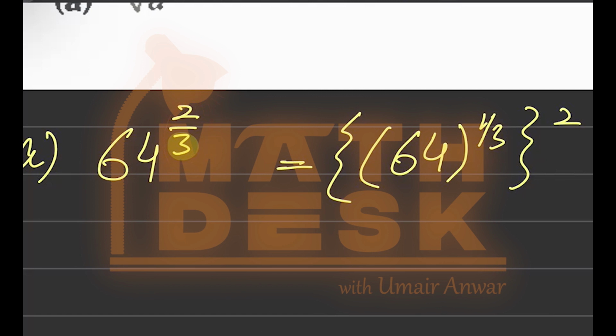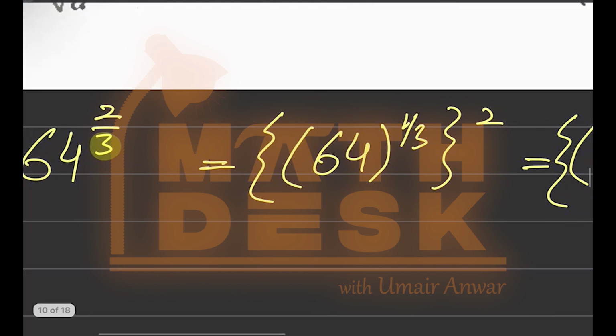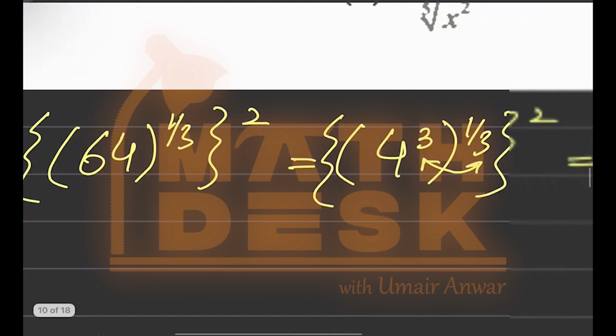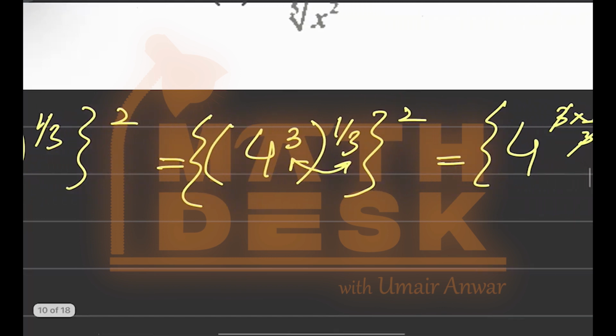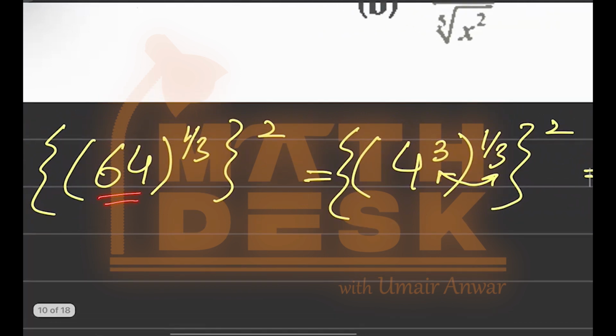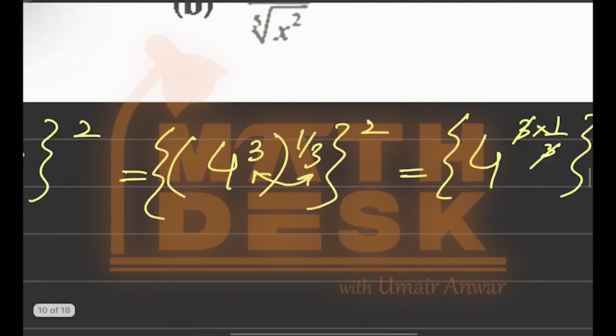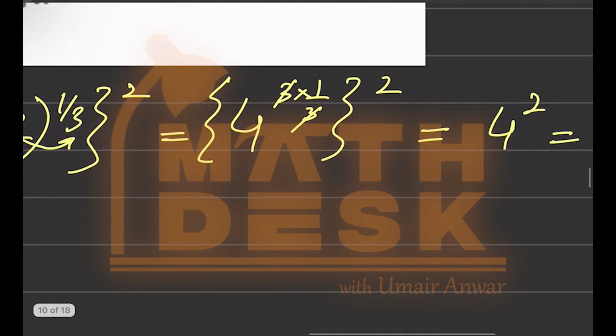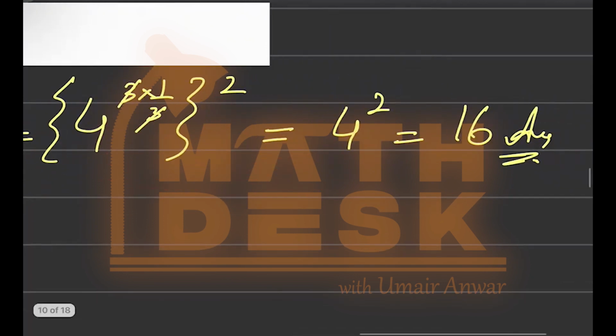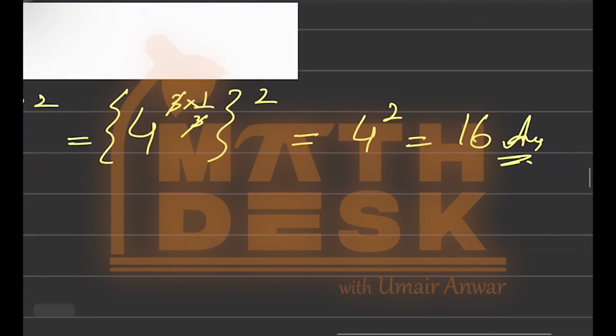For that, we changed this index into 2 multiplied by 1 upon 3. And then this 1 upon 3 was applied over here and 2 was written as the outer index. Then we changed the base accordingly so that we can simplify this fractional index. And when we got the answer within the brackets, that outer index was applied on the base and the final answer was equal to 16.